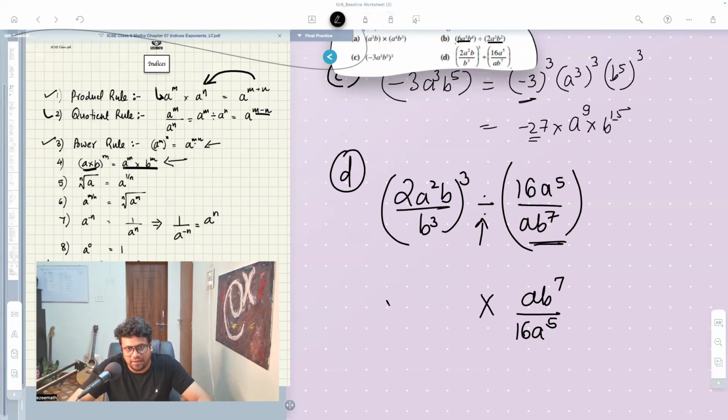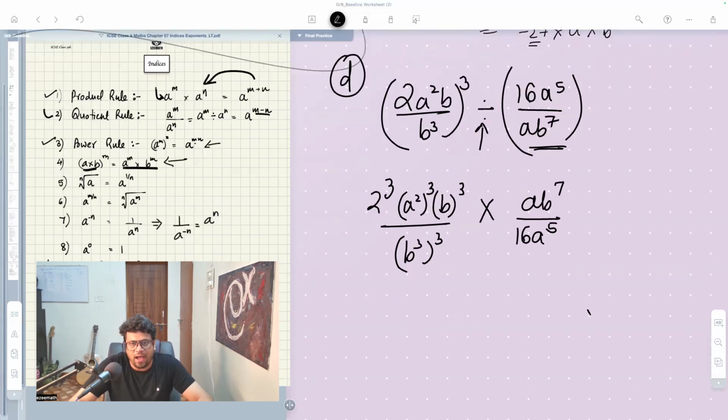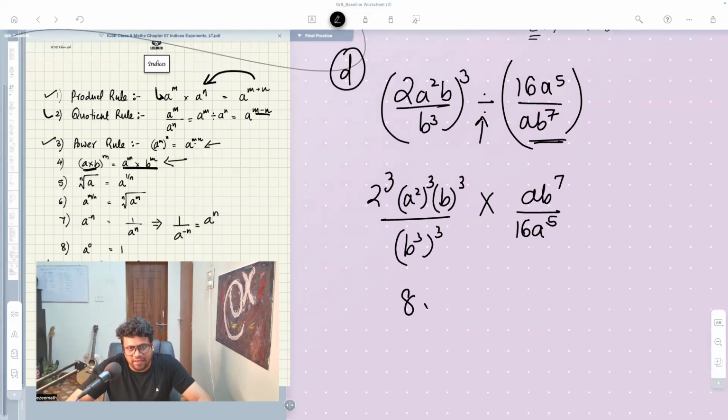The first bracket here is going to be 2 cubed, a squared to the power of 3, b to the power of 3, divided by b cubed to the power of 3. And now you get 8a to the power of 6, b to the power of 3, b to the power of 9. Why? Because of the power rule: a squared to the power of 3 becomes a to the power of 6, only because a to the power of m to the power of n is a to the power of mn.